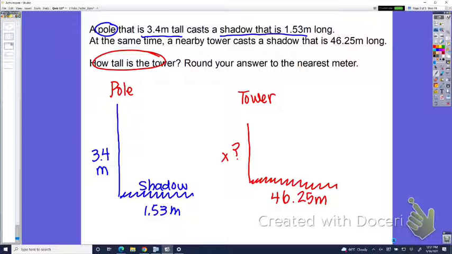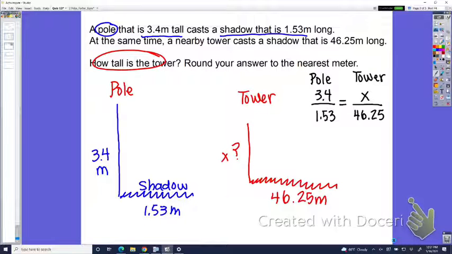I'm going to make a fraction out of the first information, which is on the pole. So it's 3.4 tall and 1.53 is the shadow. And then on the tower, since I have the height at the top, I'm going to have to put X there and the shadow number at the bottom. And we're going to use cross products.